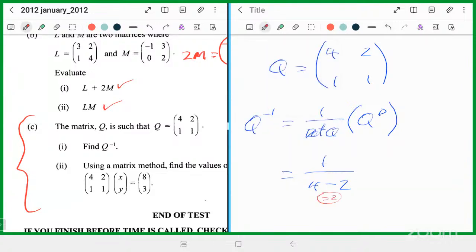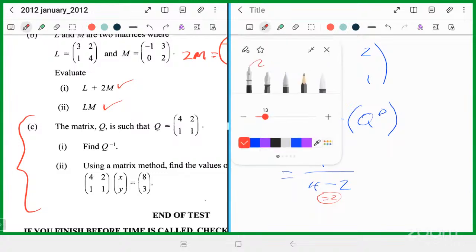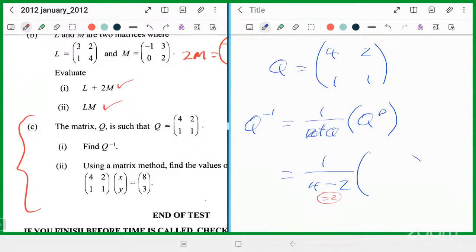So 1 over 2 there. We're multiplying that now by the adjoint matrix of Q. And the adjoint is formed by interchanging the elements on the first diagonal, switching them around. And so that 4, 1 becomes 1, 4. And then these two other elements on the second diagonal, you leave them where they are, but you change the signs. So this 2 changes sign to a negative 2. And this 1 changes sign to a negative 1.